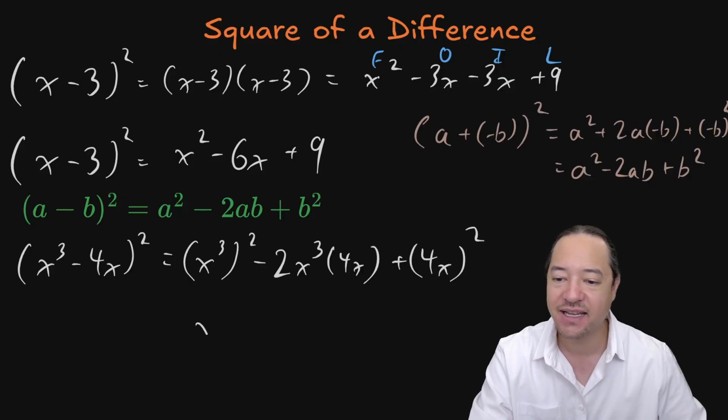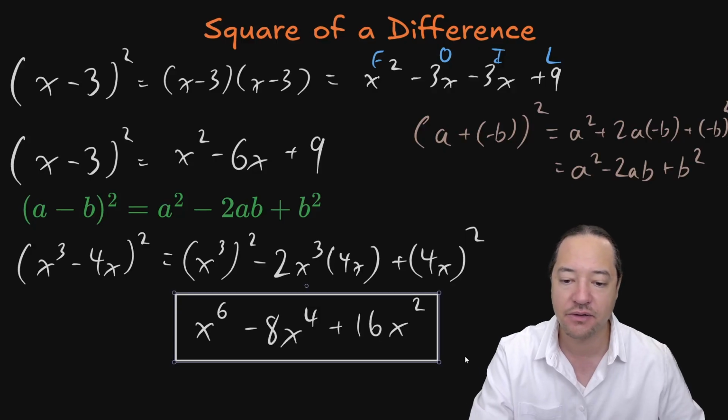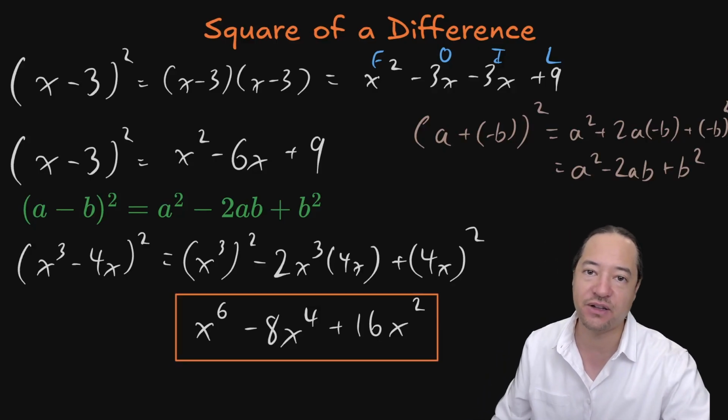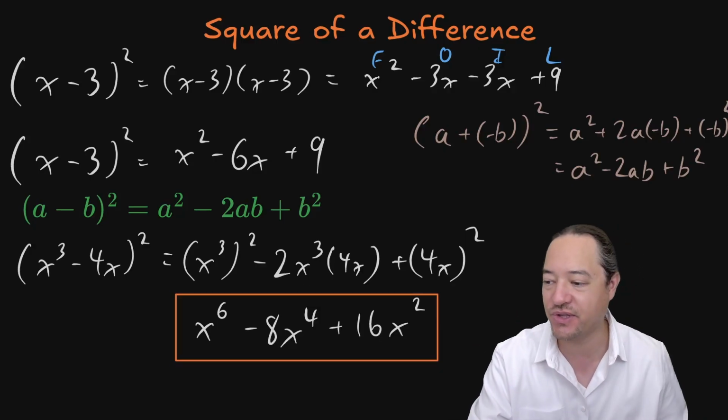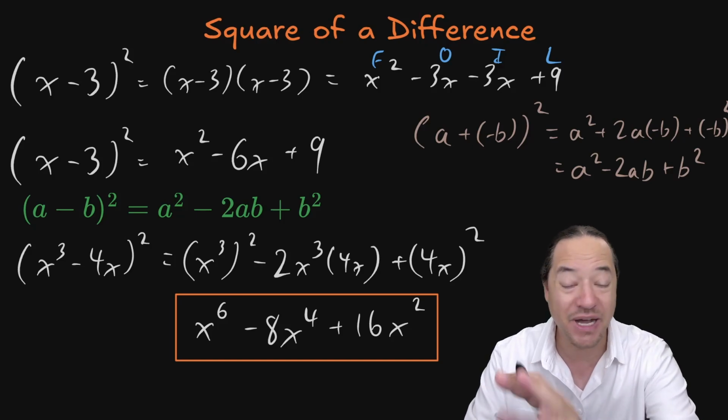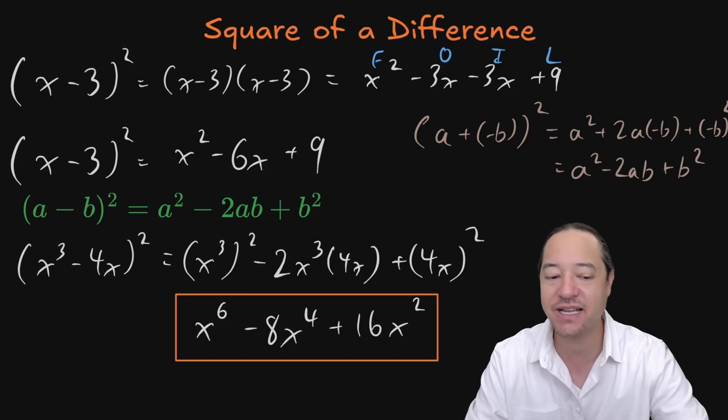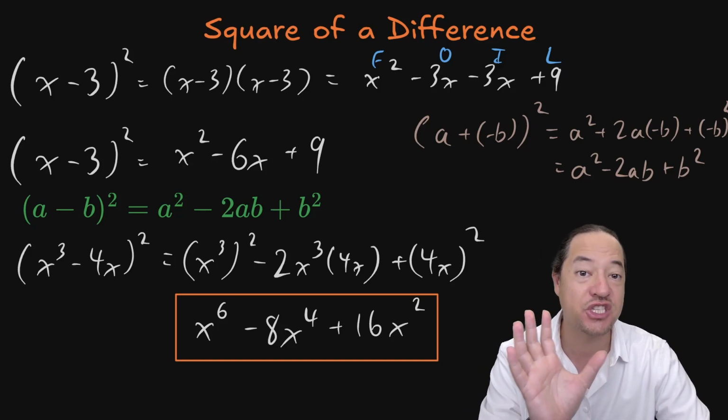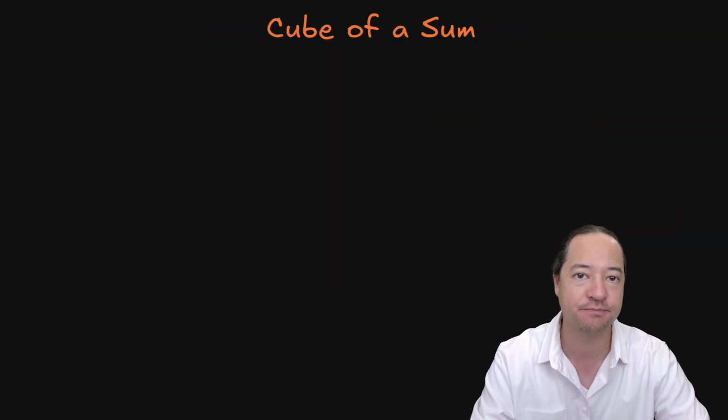Let's simplify. This will become an x to the 6th power. This will be a minus 8x to the 4th power. And this will become a plus 16x squared. There we go. That should be our final answer for the square of a difference for this binomial right over there. All right, so let's take a look at another special binomial product.